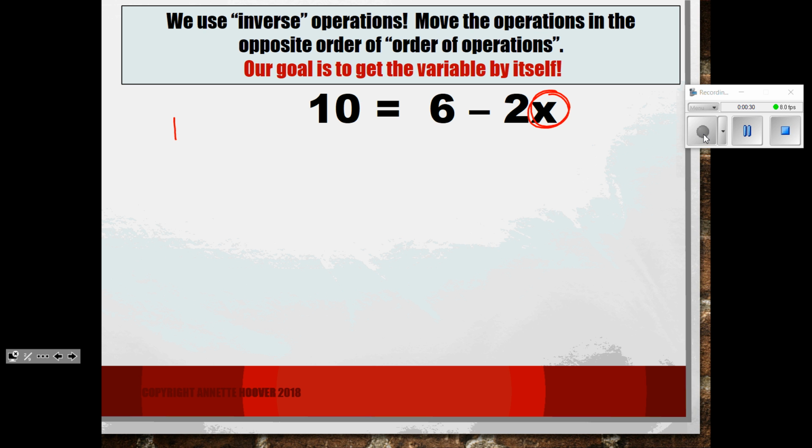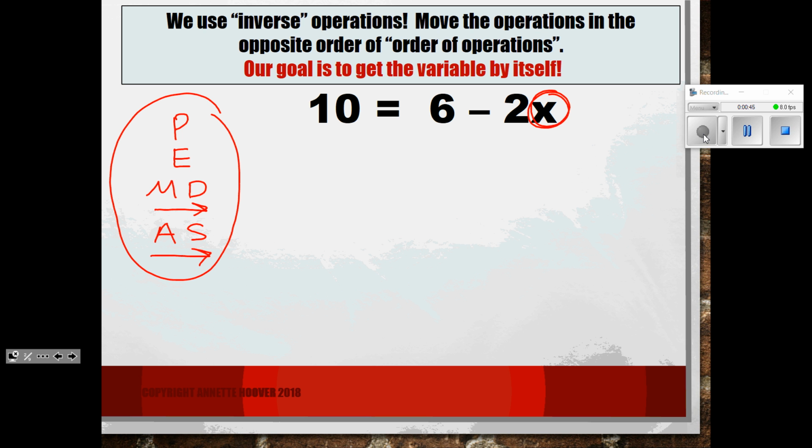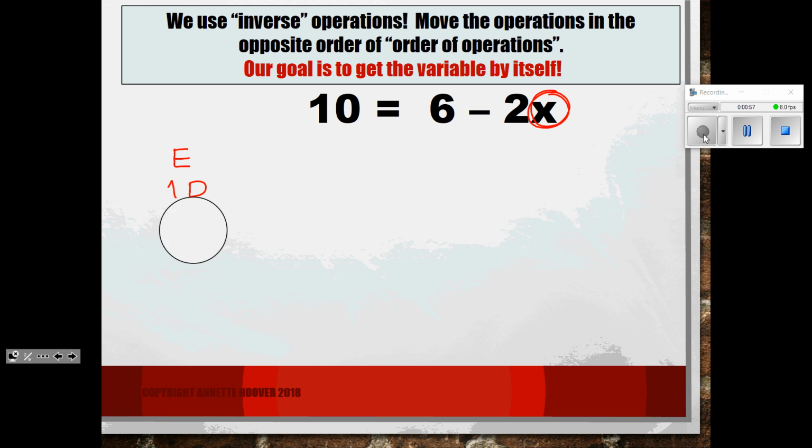Inverse means the opposite. We're going to move the operations in the opposite order of the order of operations. If you remember our lesson about PEMDAS: parentheses, exponents, multiplication and division in the same step from left to right, and addition and subtraction in the same step from left to right. This is the order of operations that we always follow. But when we're moving things from one side to the other, we're doing the opposite direction. So we're actually starting at the bottom, and we're always going to move the addition and subtraction first, since we're doing it in the opposite direction.